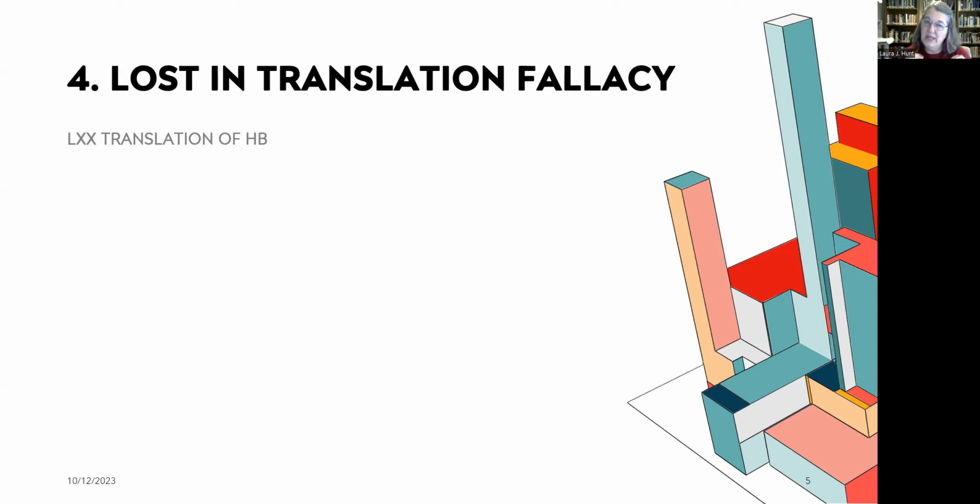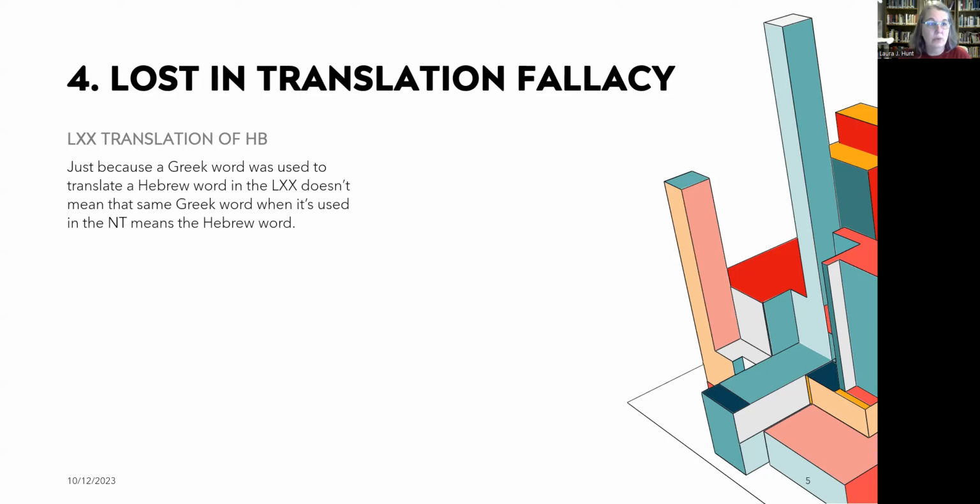Koine Greek is the specific kind of Greek that the New Testament is written in. It means other things. And so we can't assume that just because in one place in the Septuagint, a Greek word is translating a certain Hebrew word, that then when it's used in the New Testament, it also means the same as that Hebrew word. So just because a Greek word was used to translate a Hebrew word in the Septuagint doesn't mean that same Greek word, when it's used in the New Testament, means the Hebrew word.